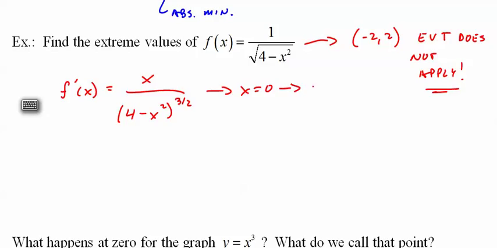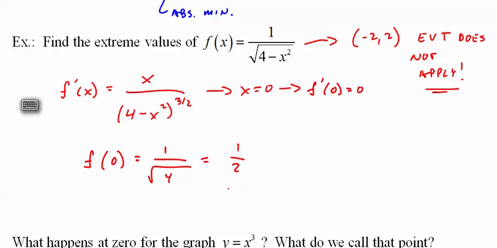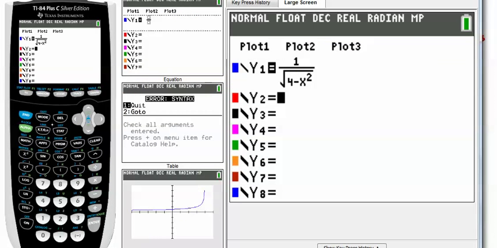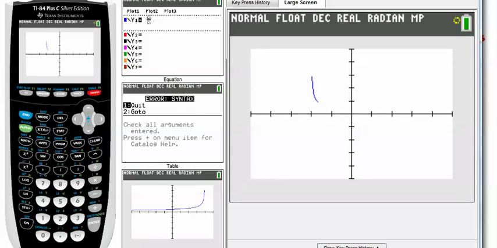gives me f prime of 0 equals 0. So there's going to be a min or a max there. Let's see what's going on. f of 0 equals 1/4. Notice again I went to the original function. Turns out that is an absolute min, because when I graph it, I get this funky little thing, and there it is, 1/2 at 0.